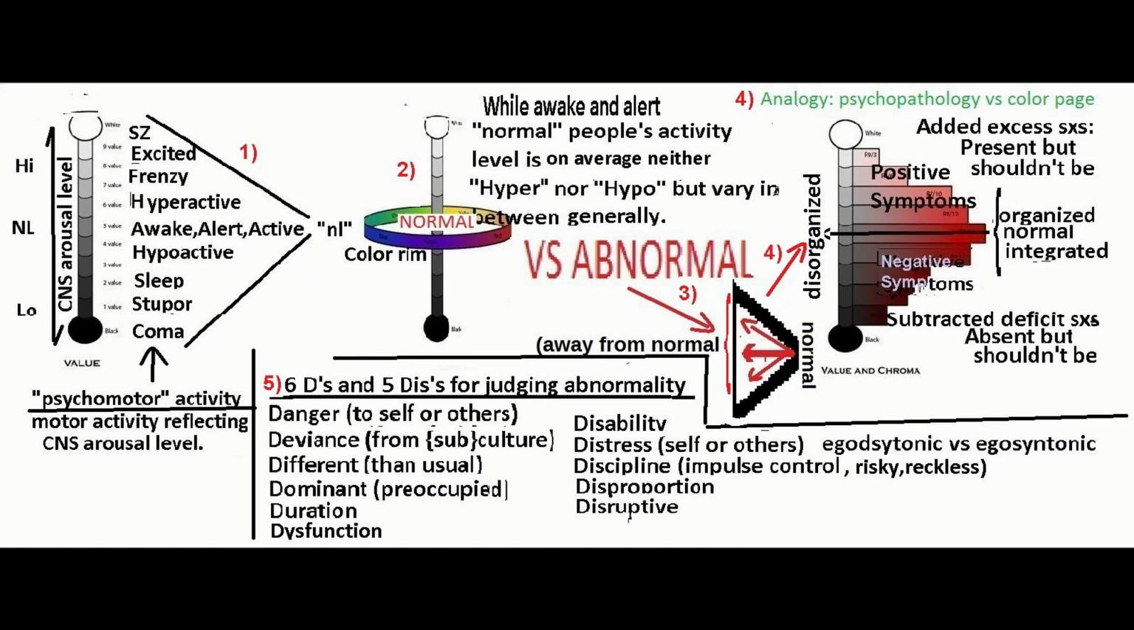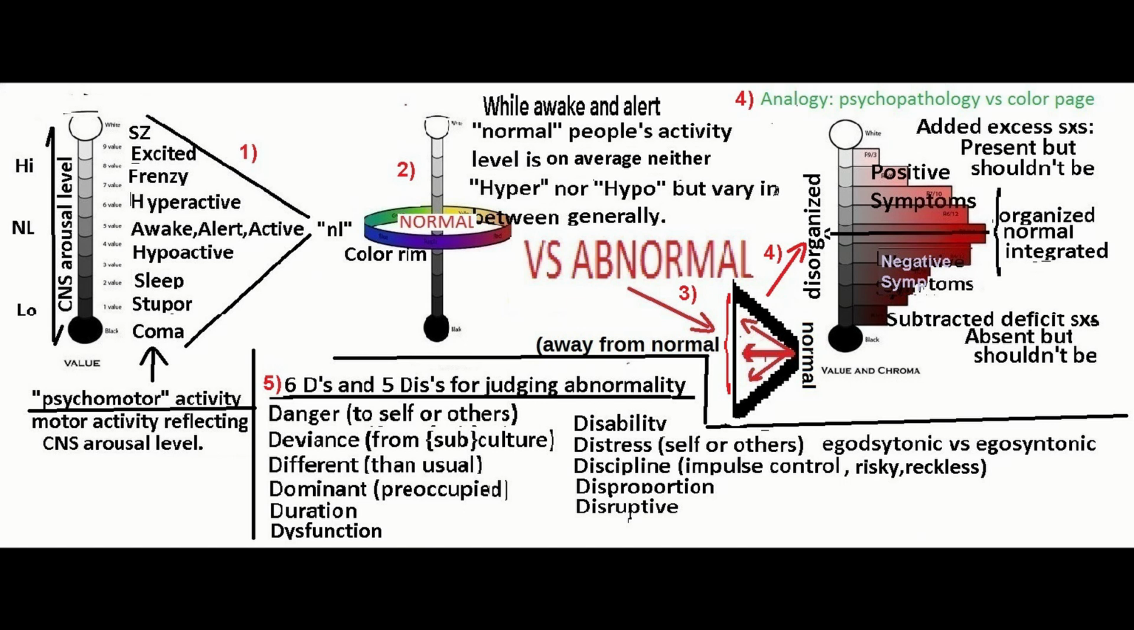So this basically is dividing that triangle into positive and negative symptoms. In psychiatry, these positive symptoms are symptoms that have been added or are in excess. They're present, but shouldn't be. And of course, one of the characteristic positive signs is hallucinations, and they shouldn't be there.